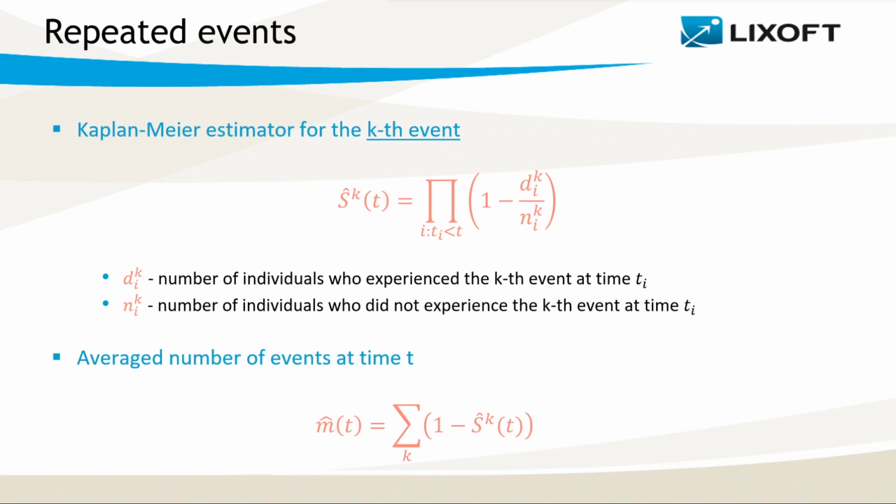The Kaplan-Meier estimator can also be used for the analysis of repeated events. The survival curve can be approximated for each kth event separately. In Monolix, we use it to calculate an average number of events as a function of time. Let's see how it looks in Data Explorer.